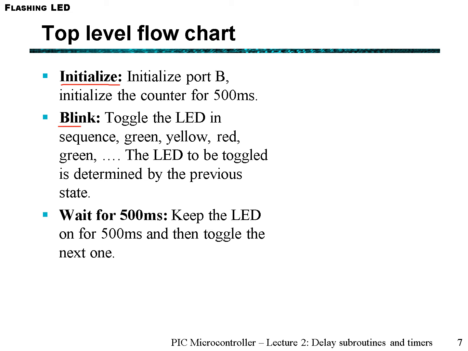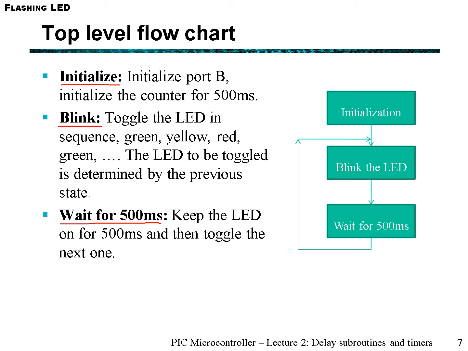We need to look at how the microcontroller will blink. So that's how it toggles the LED in this specific sequence. So it's green, yellow, red, green, yellow, red. And then we know that the LED to be toggled is determined by the previous state. And finally, we need the microcontroller to be able to perform a 500 millisecond wait. And this whole program, top level flowchart, can be represented as such. So we have our initialization, we have the blinking of the LED, and then we have the 500 millisecond wait, and then that cycle repeats itself.